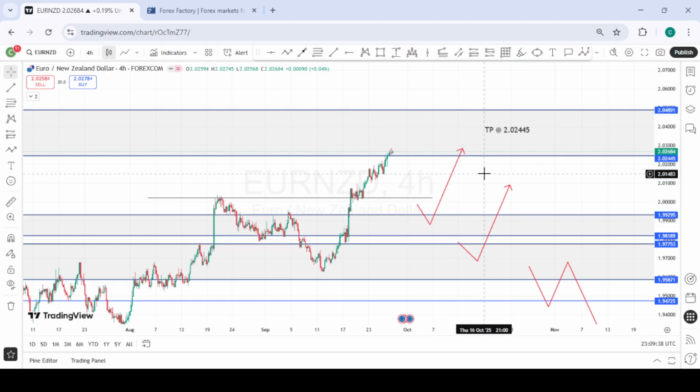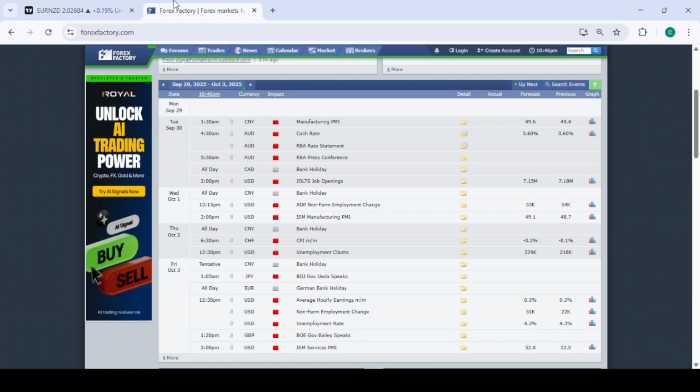So let's have a quick view of the economic calendar for the coming week. It's an NFP week, so let's be on the lookout on Friday. Monday, we don't have any high impact news. On Tuesday, we have the manufacturing PMI for the Chinese yen, and on the same Tuesday, there's a cash rate for Australian dollar. And this economic news is very, very volatile, so let's be on the lookout for the release of that news.